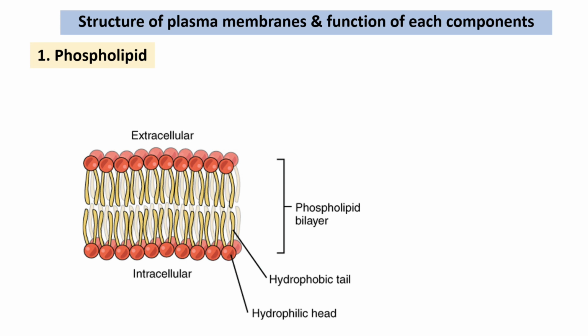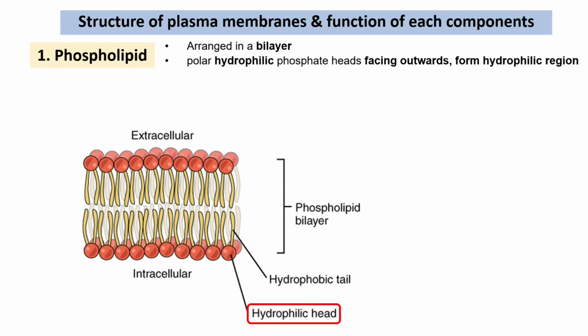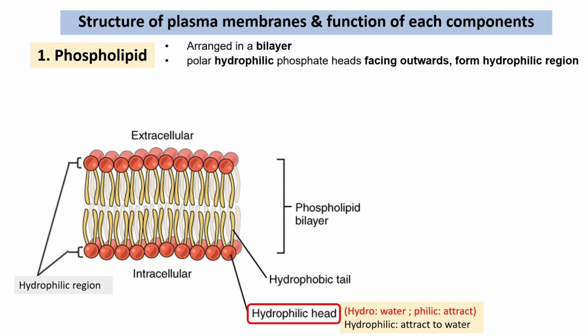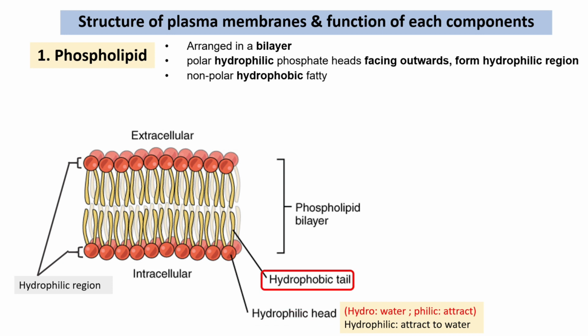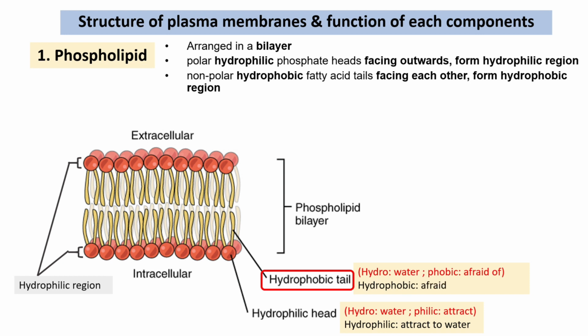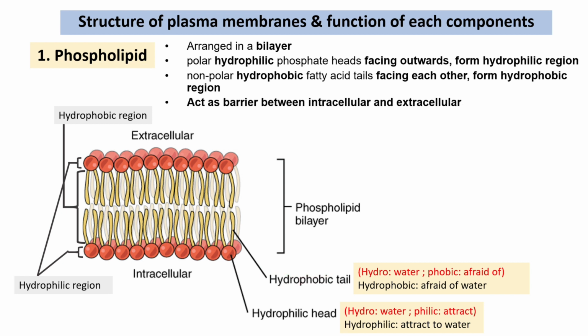First component is phospholipid. Phospholipid is arranged in a bilayer. Polar hydrophilic phosphate heads are facing outwards, forming hydrophilic region. Hydro means water, and philic means attract. So, hydrophilic means attracted to water. Nonpolar hydrophobic fatty acid tails are facing each other, forming hydrophobic region. Hydro means water, and phobic means afraid of, or phobia. So, hydrophobic means afraid of water. This nonpolar region acts as a barrier between intracellular and extracellular.